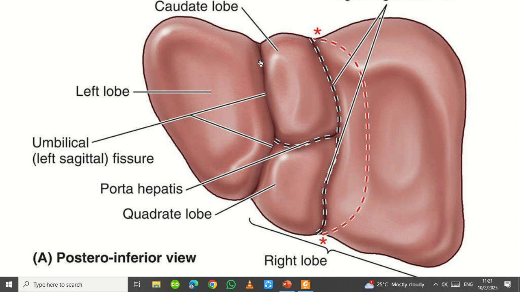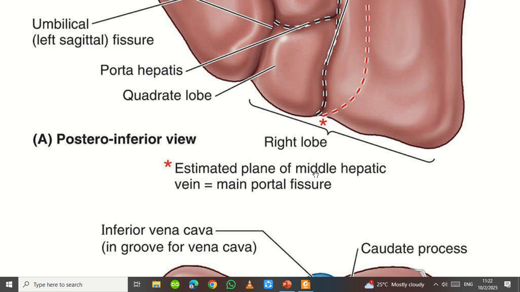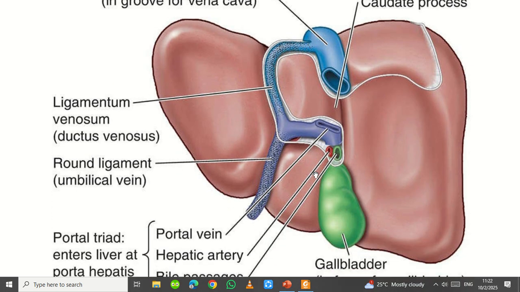your ligamentum venosum, right? Then the right sagittal fissure, this portion is going to be made by your gallbladder, this portion by your inferior vena cava, and this portion by your caudate process. Then the transverse fissure is going to be made by the porta hepatis, which is your hilum of the liver. Let's take a look at this diagram beautifully.